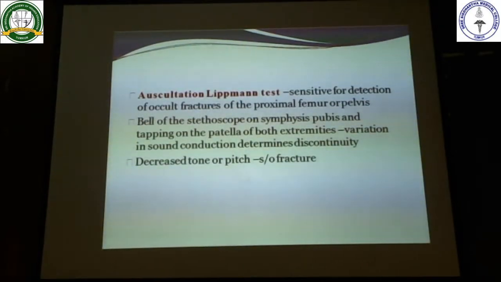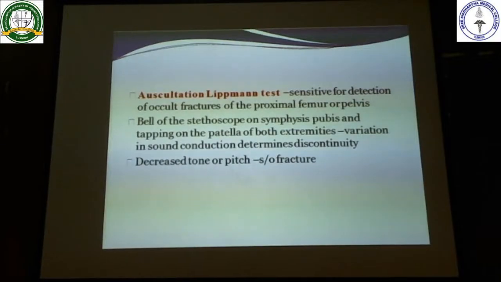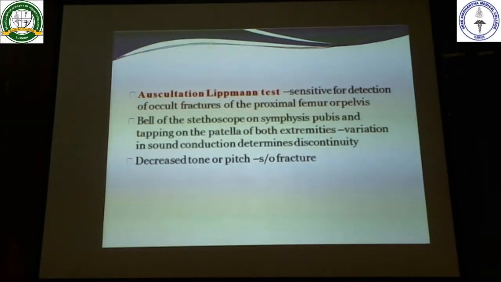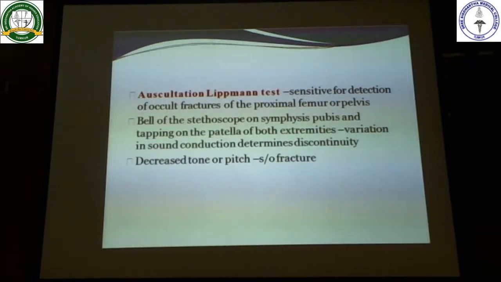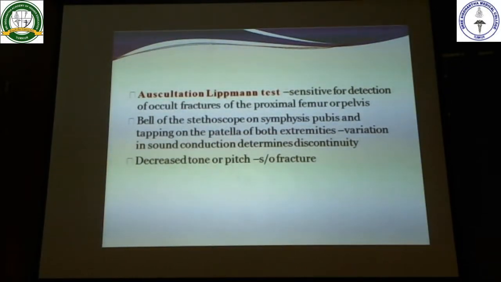So this is what is known as auscultation, Lippmann's test, where you use the stethoscope to identify whether there is a fracture or not. Decreased tone or pitch will show a sign of the fracture. So you can just remember what is exactly meant by auscultation Lippmann's test. It is used for both IT fractures, or fractures of the femur, as well as fractures of the pelvis.